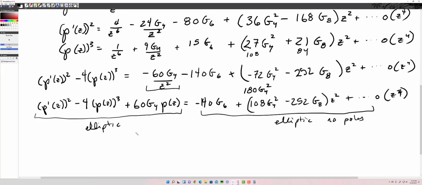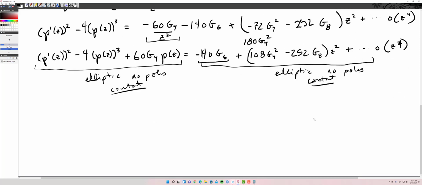So what does that mean? That means this doesn't have any poles. Well, that means they're both constant. And further, since this is the only term that's constant in this whole series, this whole jumbled mess, that means that all of these things are 0. So this gives us the differential equation we initially started out to find.